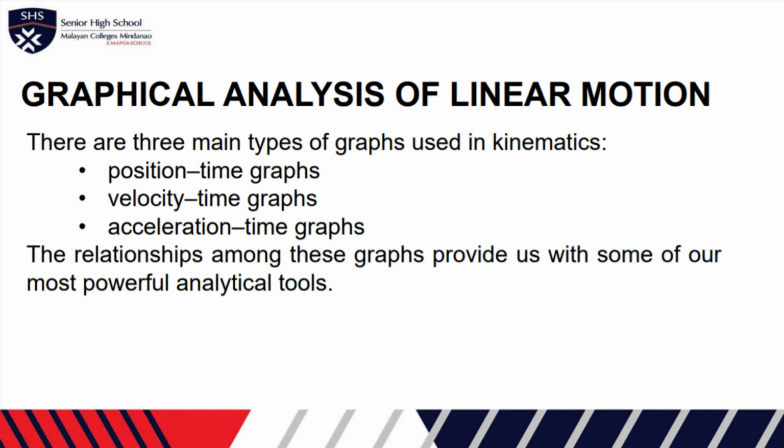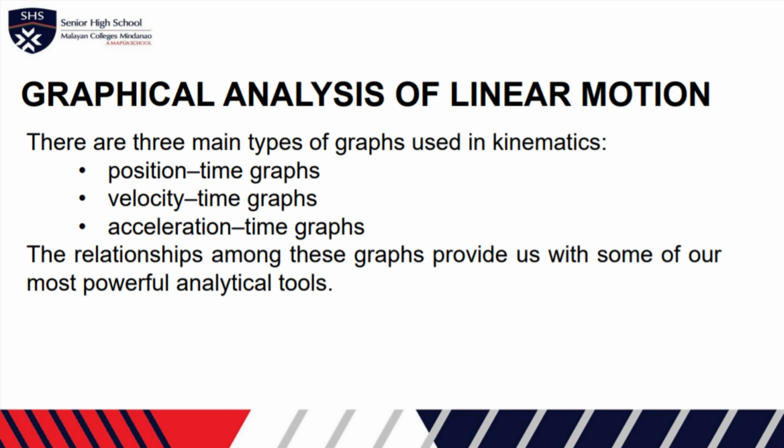Now, there are three main types of graphs used in kinematics. The first one is the position-time graph. The second one is the velocity-time graph. And the third one is the acceleration-time graph. The relationships among these graphs provide us with some of our most powerful analytical tools because you could not solve it right away by purely imagining it inside your head. You may try to express it in graphical analysis or graphical representations, enabling you to solve it at its best.